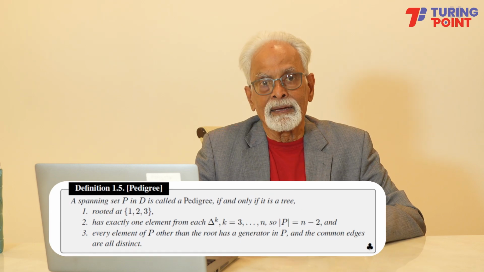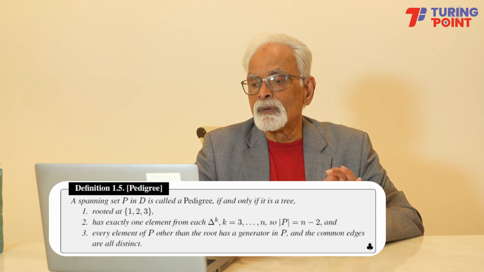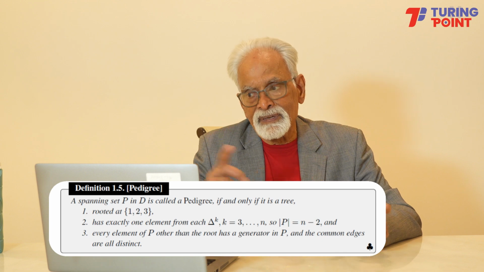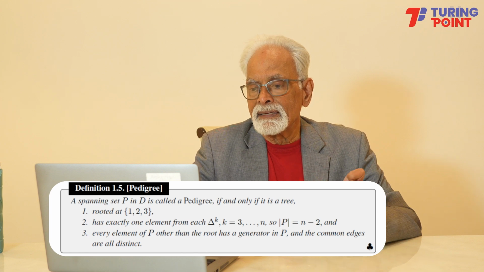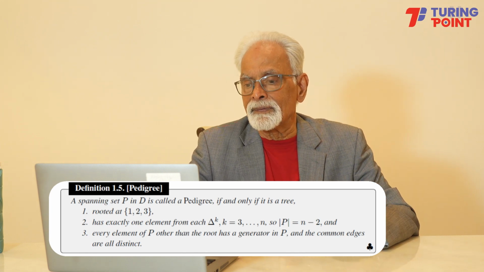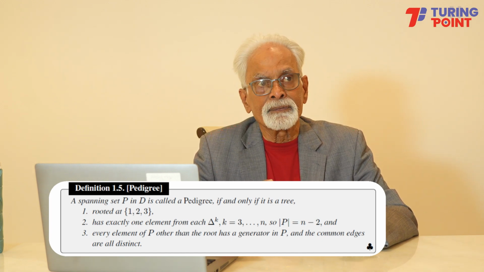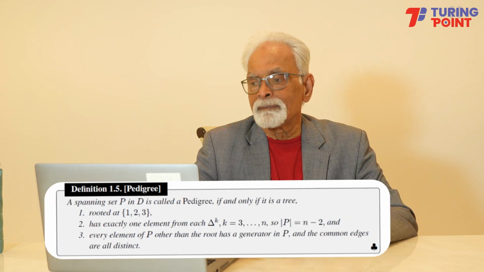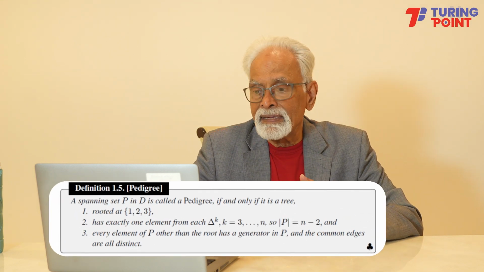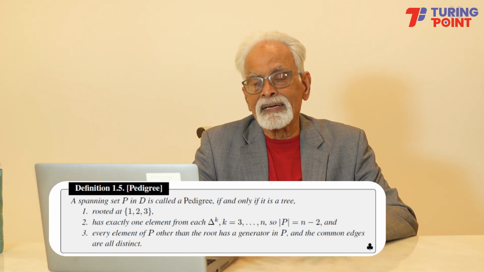So now consider a spanning set in D called a pedigree. We call that if and only if it's a tree rooted in 1, 2, 3, because 1, 2, 3 is one of the triangles which is available. That's in delta, and that has no generator. That's our root. And exactly one element from each delta k, k equal to 3 to n, is taken. So the number of elements in P is n minus 2, and every element of P other than the root has a generator in P. And the common edges are all distinct.